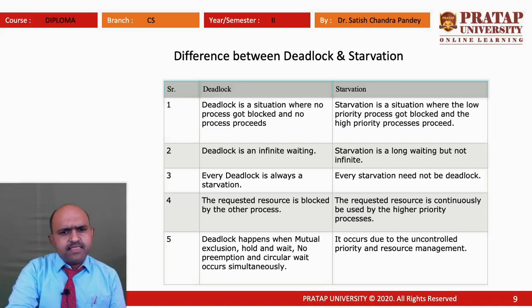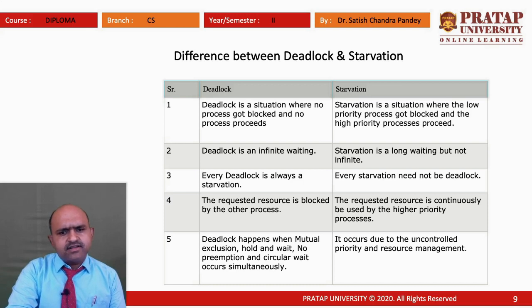We can say every deadlock is always a starvation, but not every starvation is a deadlock. The requested resource is blocked by other processes. In the starvation condition, the requested resource is continuously used by the higher priority processes.